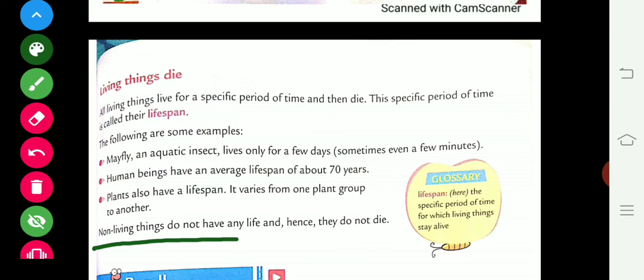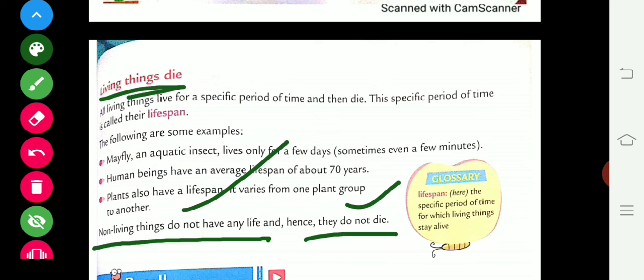Next, non-living things do not have any life and hence they do not die. Living things have life, but non-living things do not have any life. Living things die, but non-living things do not die.